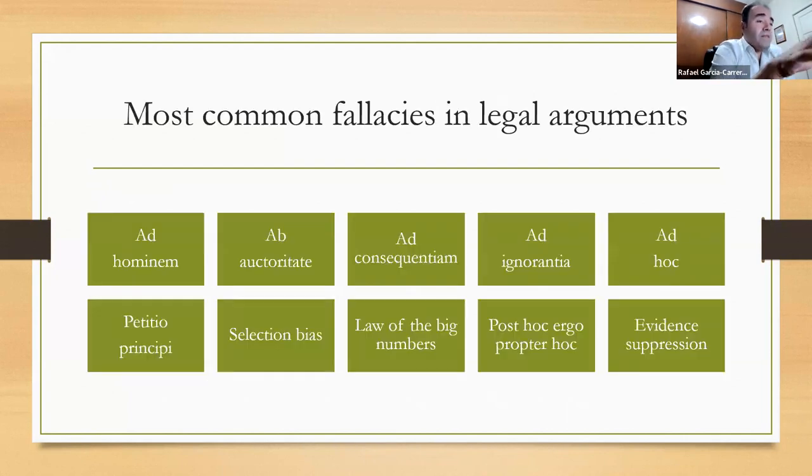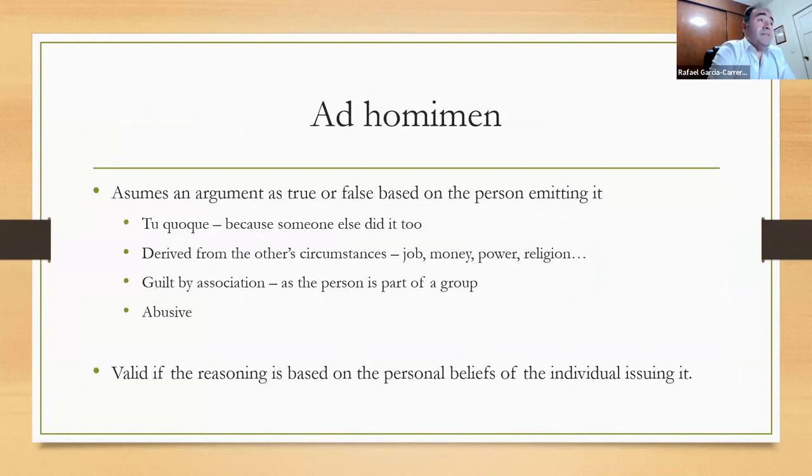So basically, what I'm going to try to do here is explain to you the 10 most common fallacies in legal arguments. Most of them have very fancy and beautiful names in Latin, such as ad hominem, ad auctoritatem, petitio principii, ad consequentiam, ad ignorantiam, ad hoc, etc. So let's start. Ad hominem.